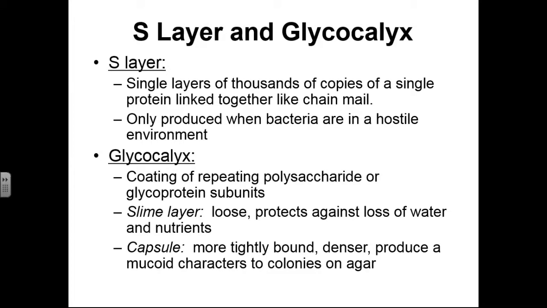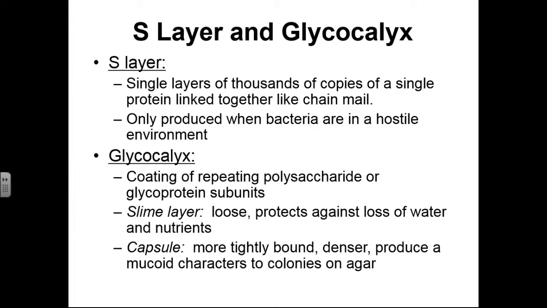Also on the surface, or on the external part of our bacteria, we have the S layer and the glycocalyx. The S layer is made of a very special protein, the S protein, and it has many thousands of copies of a single protein linked over and over again, repeatedly. You can think of the S layer as a suit of armor or a chainmail that will form around the bacteria. Our bacteria will only don their suit of armor or their chainmail when they're in a hostile environment. So if we have a stressed out bacterium, it will produce the S layer, but if the bacterium is in metabolically favorable conditions, it will not produce the S layer because it doesn't need to protect itself from its environment.